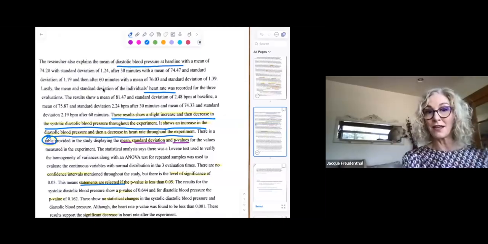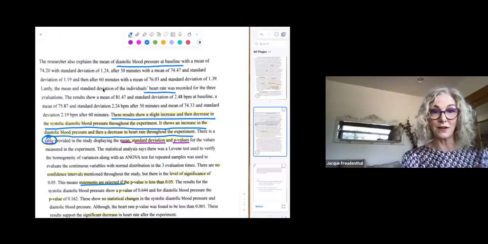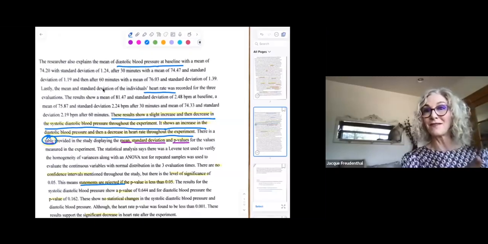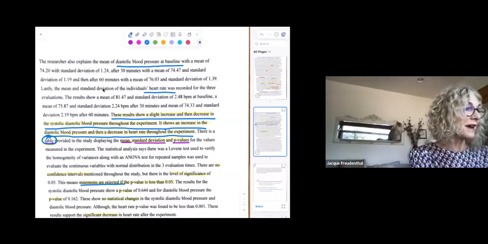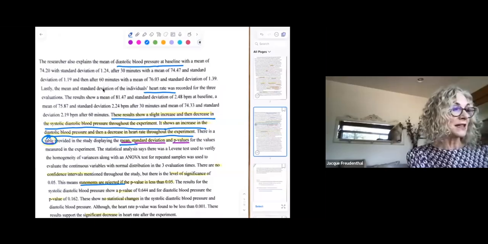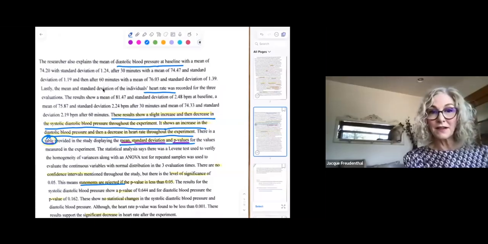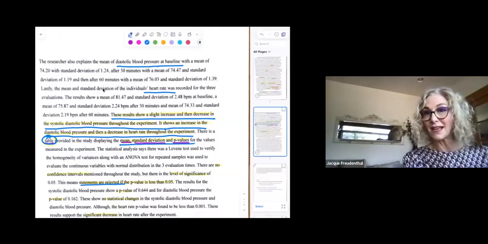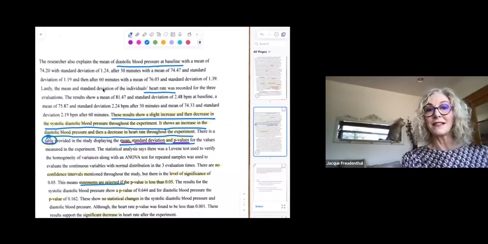It really is important that you include the table and then you describe the table that's right there in front of you. So insert the table into your work and then talk about the meaning of that. Provided the study displays the mean, the standard deviation, and the p-values for the values measured in the experiment. So again, it's just listing that they're there, but the table is not included. So I have a hard time deciding on that.